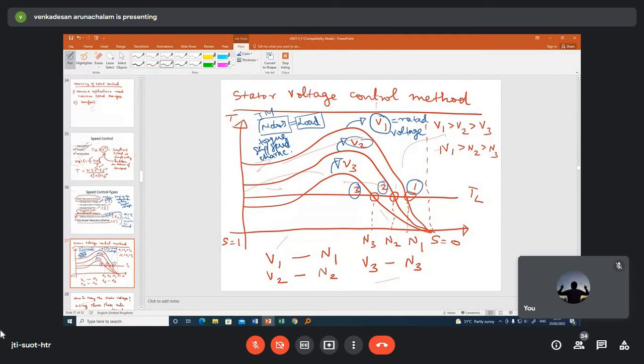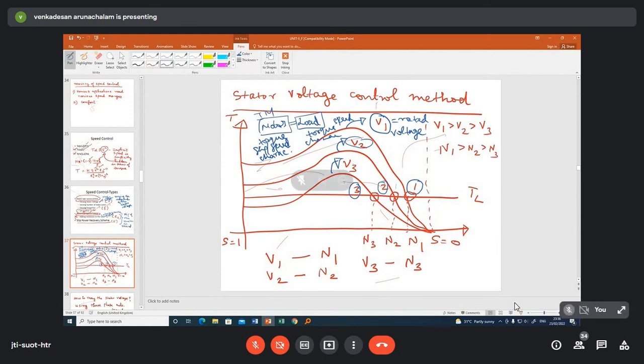Similarly, every load will also have its own torque speed characteristic. Sometimes the torque speed characteristic of the load can be linear, or parabolic, or hyperbolic. That all depends on the type of load we are using.